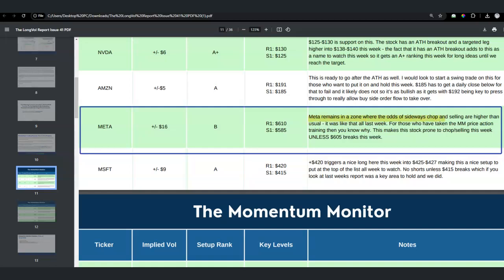Meta remains in a zone where the odds of sideways chop and selling are higher than usual. It was like that last week. For those who have the price action training, then you know why. This makes the stock prone to chop or selling this week unless 610 breaks, okay?